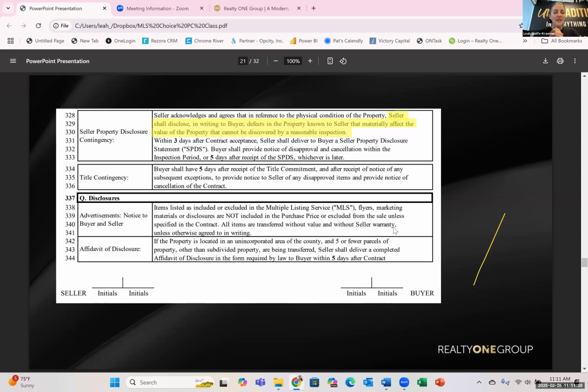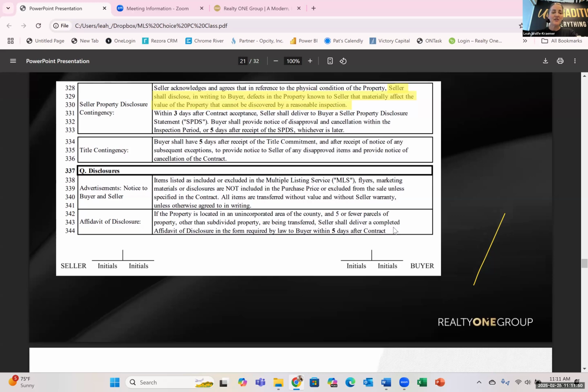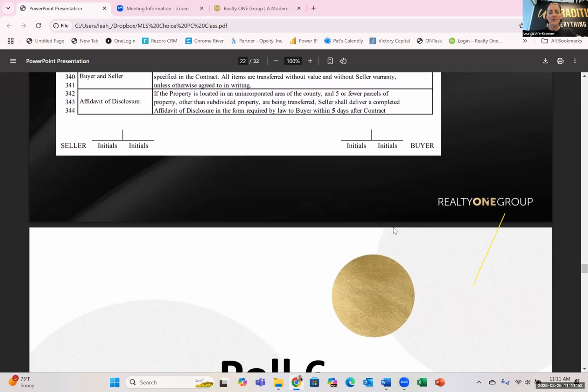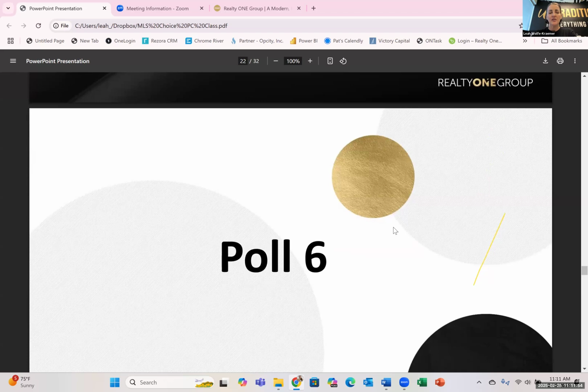Same timeline with 3 days of contract acceptance. They've got 5 days to review, or their inspection period. Buyer shall have 5 days after title commitment to review. Disclosures, advertisements, notice to buyer and seller. So all the same stuff. MLS is info only. If you want that fridge, washer, dryer, and hot tub to convey, you better mark it in the purchase contract. That is the same for both of these. The affidavit of disclosure, same timeline, same requirements. Title will facilitate and help with that too.